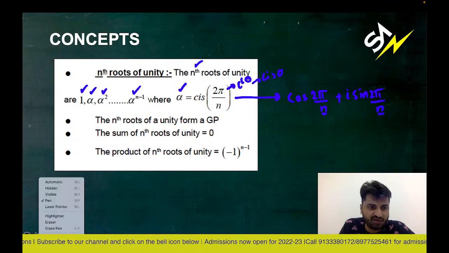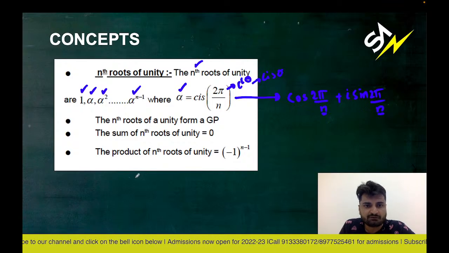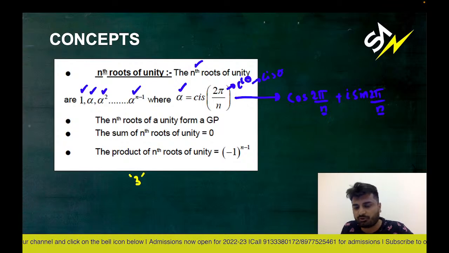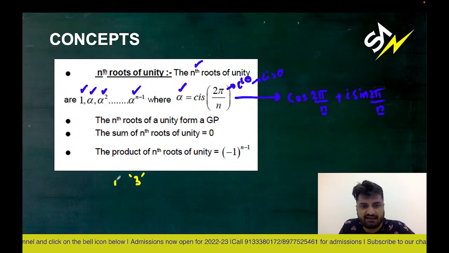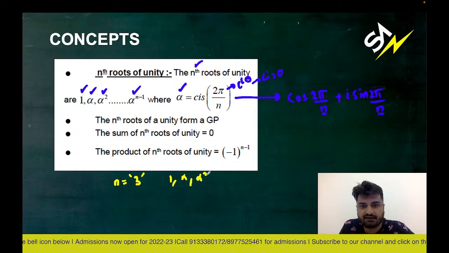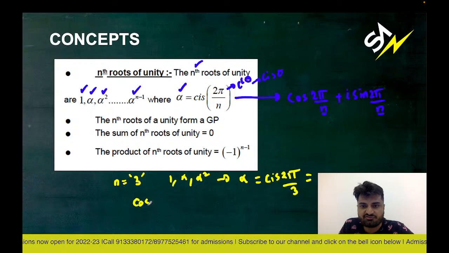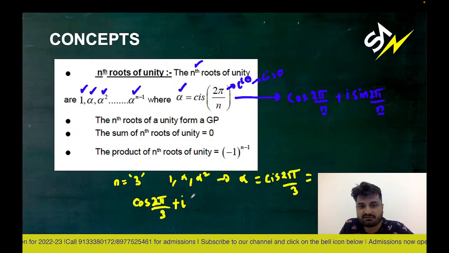Suppose now we take cube roots of unity. The standard one which you have are cube roots of unity. Cube roots means n value 3. If you give n value 3, you will get 1, alpha, alpha square. In other words, alpha value will be cis 2 pi by 3. What is cis 2 pi by 3? Cos 2 pi by 3 plus i sin 2 pi by 3.